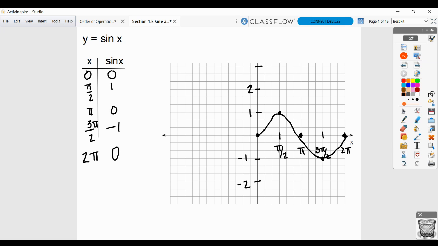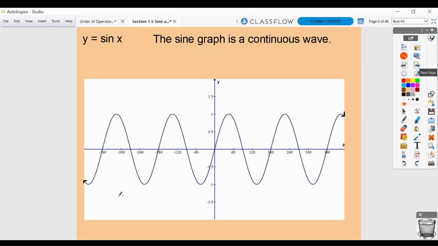I kind of think like it goes up and then it goes down. It looks like a wave. This is what I like to say: it looks like a wave. Okay, and here's the sine graph, it's continual. It just keeps on going.